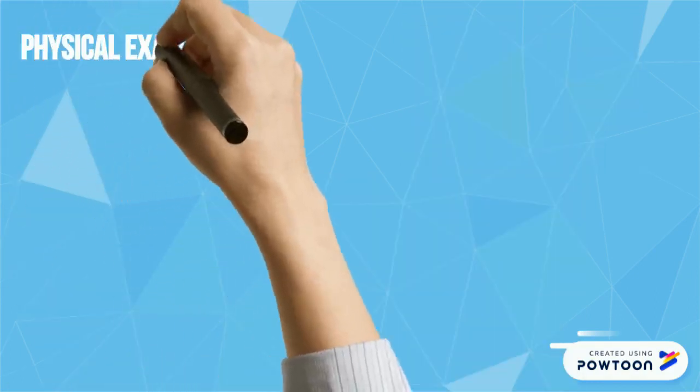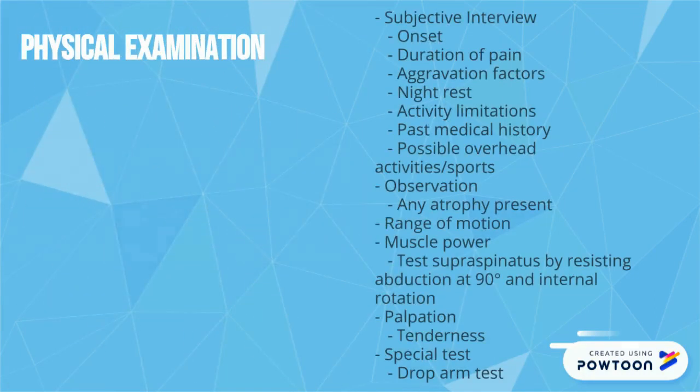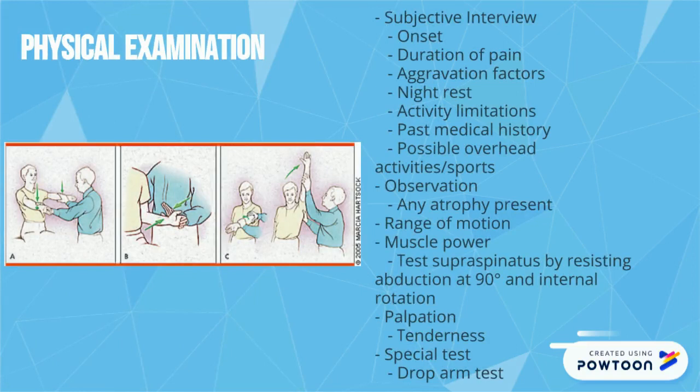During your physical examination, the doctor may ask a series of questions like your pain levels, aggravation factors, activity limitations, past medical history, or possible overhead activities you're involved in. The doctor may also do a series of tests like a range of motion test or a drop arm test.